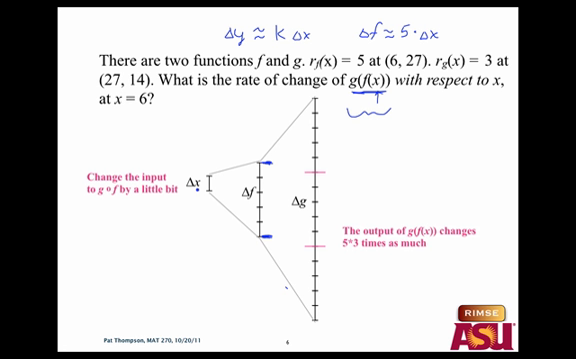So first, the 5, what was the 5? The 5 was the rate of change of f with respect to x. And the 3 was the rate of change of g with respect to f.